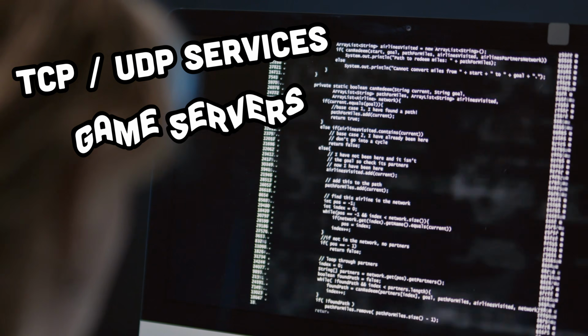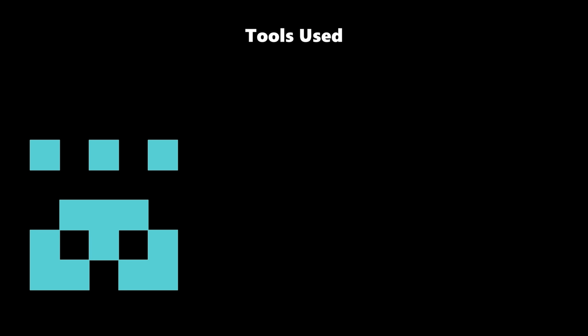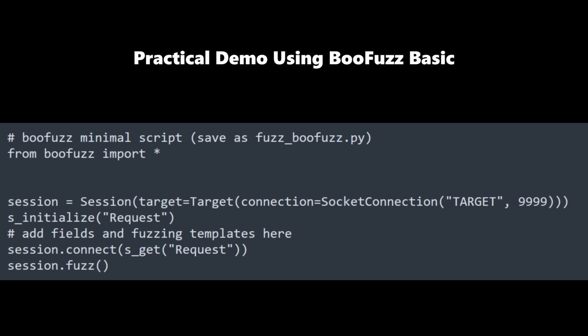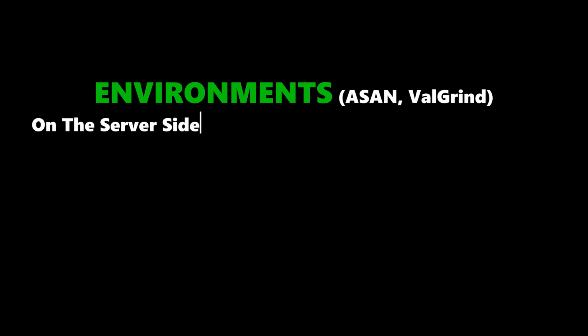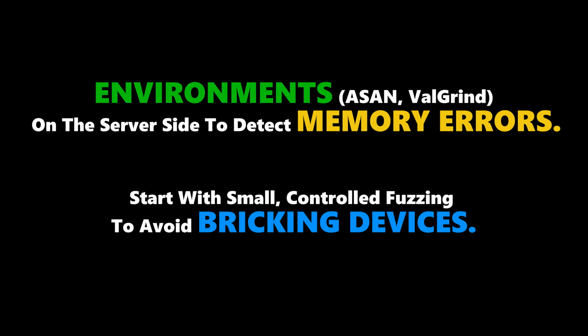Protocol fuzzing, TCP, UDP. Not all fuzzing is HTTP. Protocol fuzzing targets custom TCP or UDP services, game servers, IoT, by sending malformed packets and observing crashes. Tools used are Radamsa, wfuzz, and Scapy for crafting packets. Practical demo using wfuzz basic. wfuzz drives stateful sessions with the target protocol. It tracks crashes and stores inputs that cause them. Pro tips: use instrumented environments, ASAN, Valgrind, on the server side to detect memory errors. Start with small controlled fuzzing to avoid bricking devices.